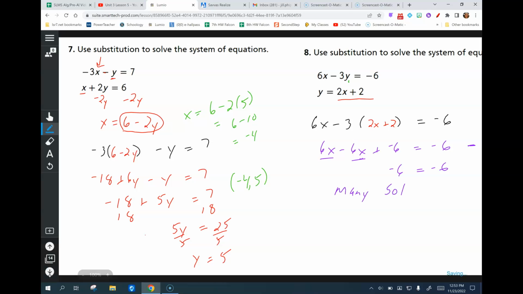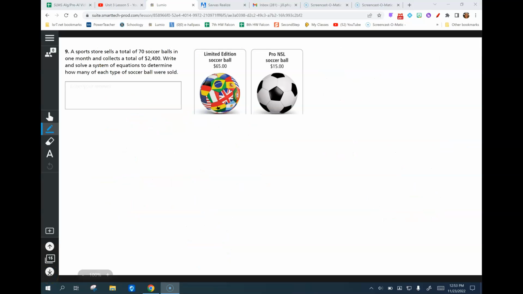And what does that tell us about the graph of this? If it's many solutions, that's right. This would be the same line. And that's where my solutions would be, on that same line. Okay, it's not all real numbers. It's many solutions. Good. Yay, now we're going to do the fun part.